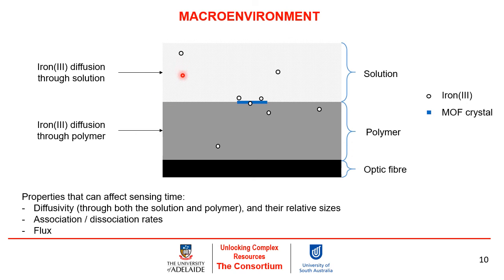So the diffusivity of iron 3 in the solution and in the polymer, and the relative sizes between the two diffusion constants. The association rate, this is how quickly iron 3 will bind to a crystal, and dissociation rate, how quickly the iron 3 will unbind from the crystal, and finally flux of iron 3 through the crystal.